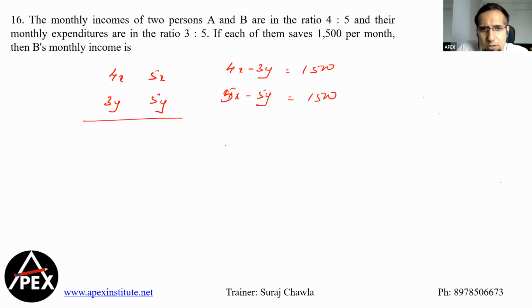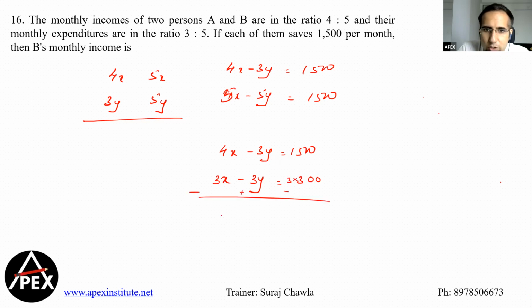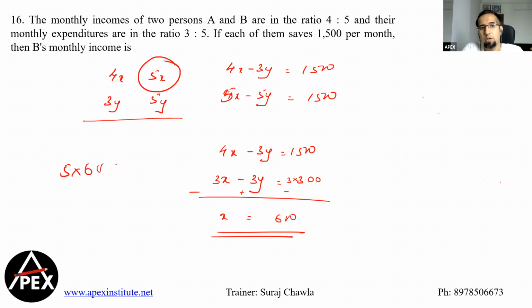So you can simplify this. The first equation is 4x minus 3y is equal to 1500, and the second equation can be written as x minus y is equal to 300. Multiply by 3, multiply by 3, and multiply by 3. Minus, plus, and a minus. So you get the value of x is equal to 600. If x is equal to 600, I'm asked B's income, that is 5 into 600. And therefore the answer is going to be 3000. Clear, guys?